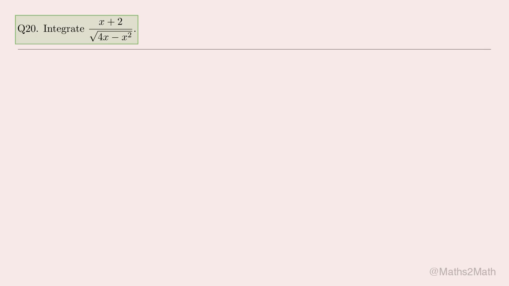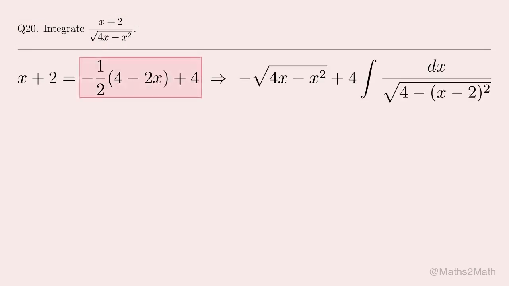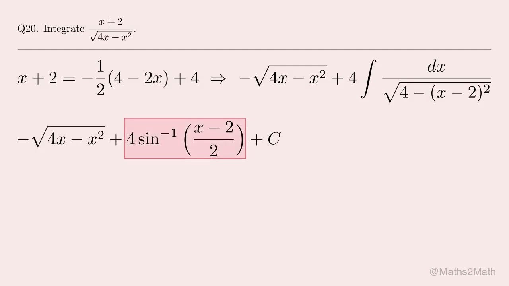Question 20. Derivative part plus inverse sine part. The quadratic opens downward. X plus 2 is minus half of 4 minus 2x, plus 4. The first piece integrates to minus the root. The rest is inverse sine of the shifted x over 2.